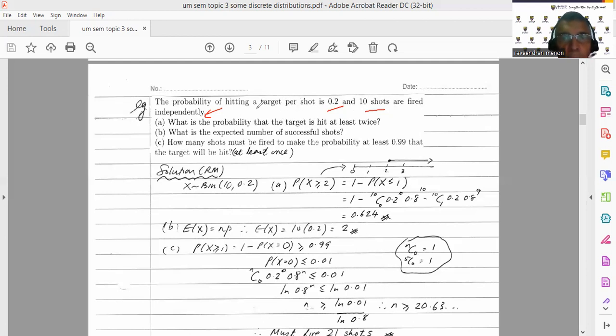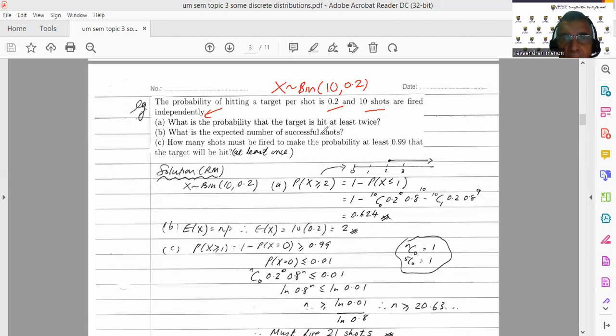So let's write our binomial. X is a binomial random variable with a binomial distribution. What is n? 10. And what is p? The probability of success is 0.2. Good. So we have defined our distribution. X is a binomial random variable with n equals 10 and p equals 0.2. So now we can answer the question.